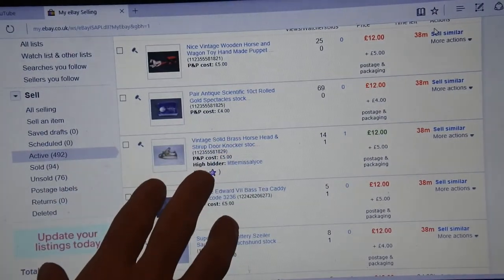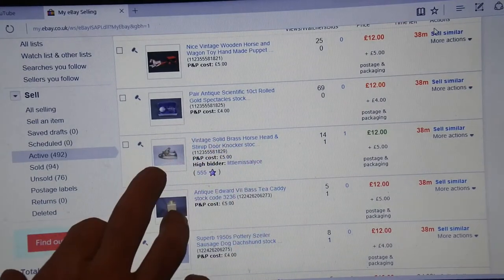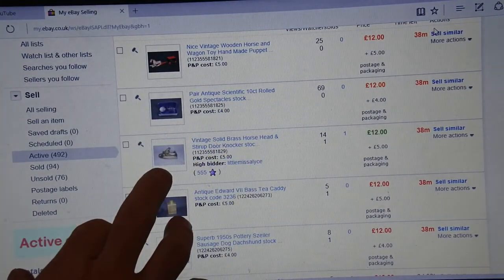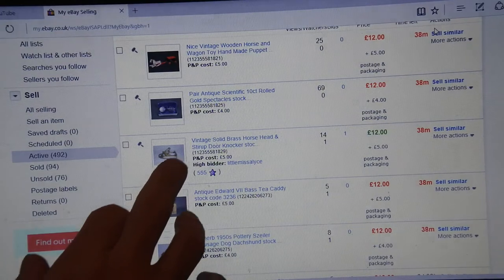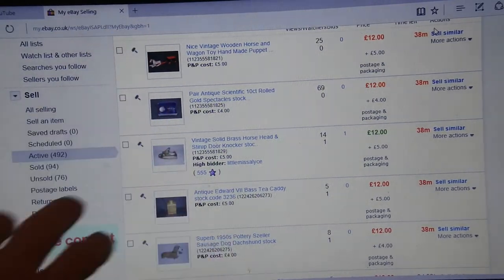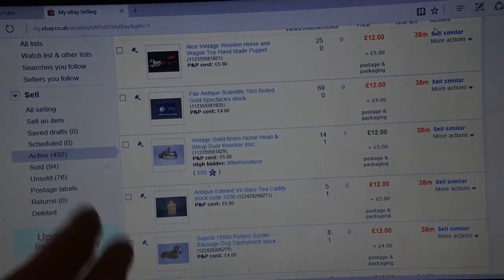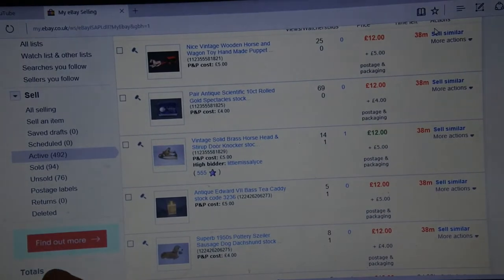So I'll be interested to see if that goes up or if it just goes off the one bid, because really, I'm not making much money at £12. And I do get 20s. These pieces are easy £20-25 items all day long. This is what I normally sell regularly.